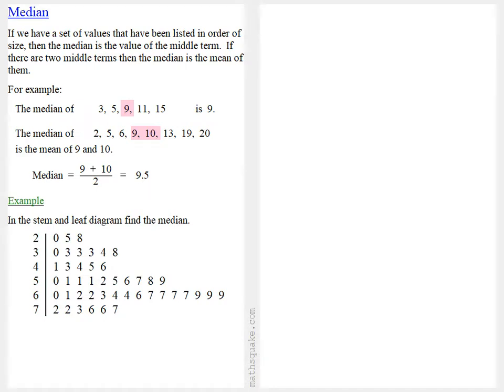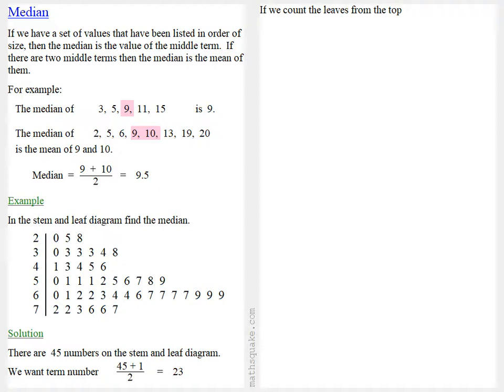In the stem and leaf diagram, find the median. Well, to solve this, there are 45 numbers on the stem and leaf diagram. So we want the term which is (45 + 1) / 2, which is the 23rd term. So if we count through the leaves from the top, this gives us 58. So the median is 58.